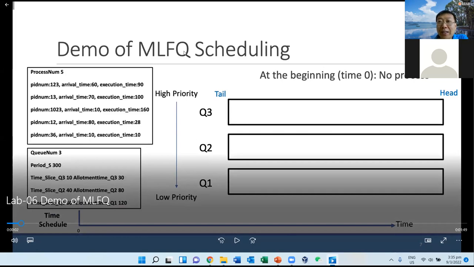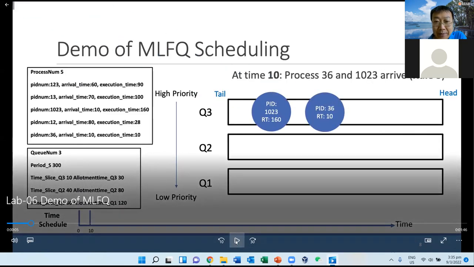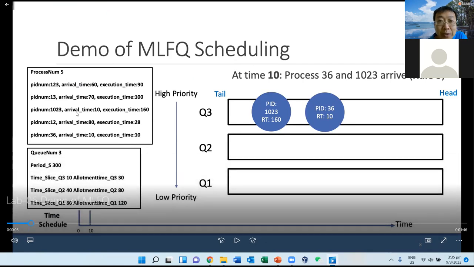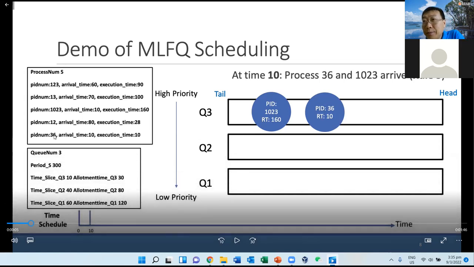So then how to do scheduling? Based on our multiple level feedback queue, let me run a little bit. At time 10, because of arrival time, we have two jobs arrive, which are 1023 and 36.